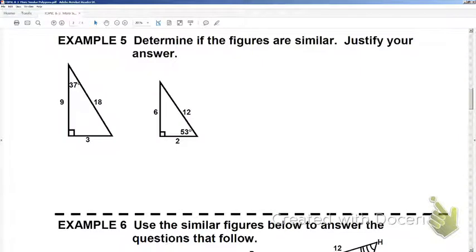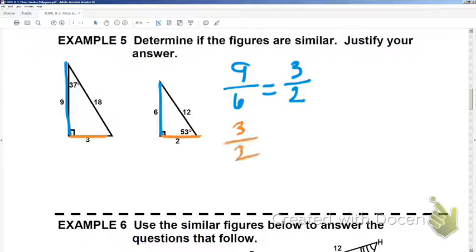Okay, on example 5 it says determine if the figures are similar and justify your answer. So if they are similar, that means the sides are going to be proportional. That's one part of it. So I'm going to prove that. If I just choose 2 corresponding sides and make a ratio, 9:6, that reduces to 3/2. I'm going to see if the rest of the sides are also 3/2. These are because it's just 3/2.